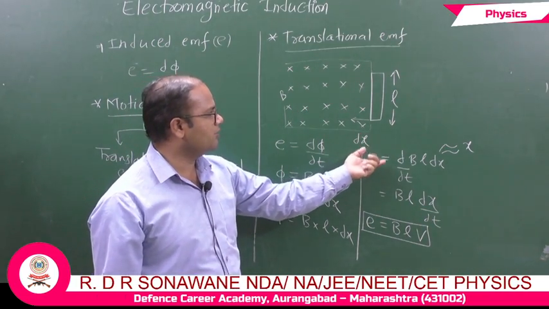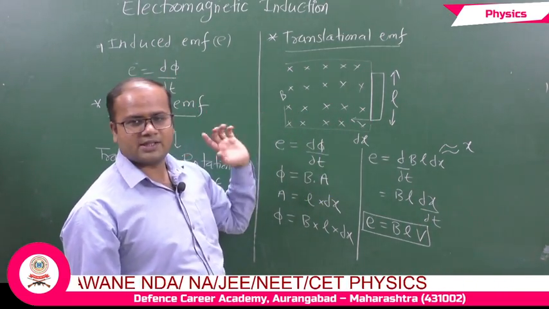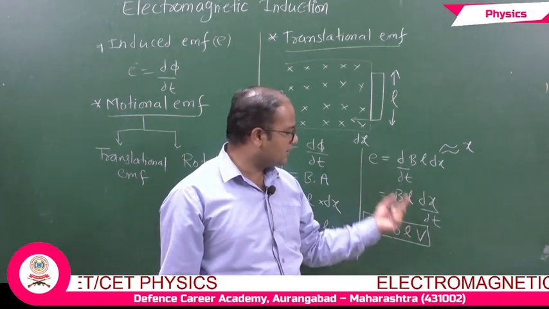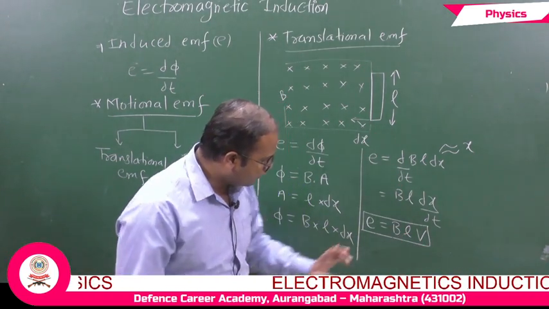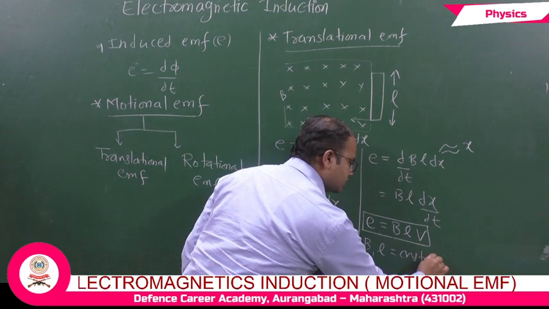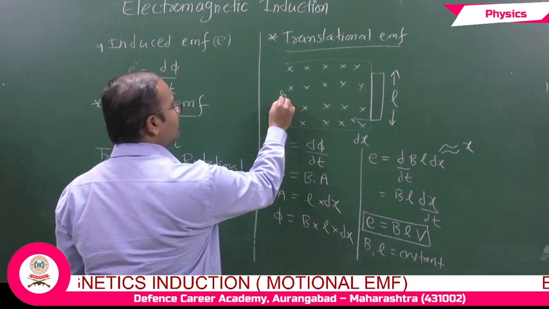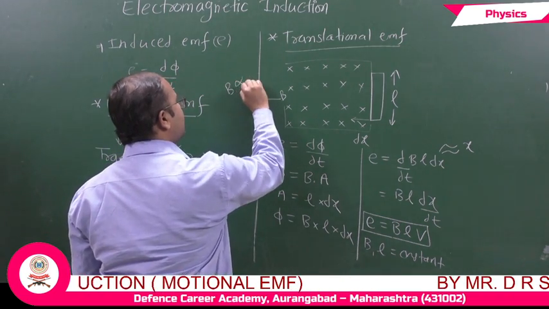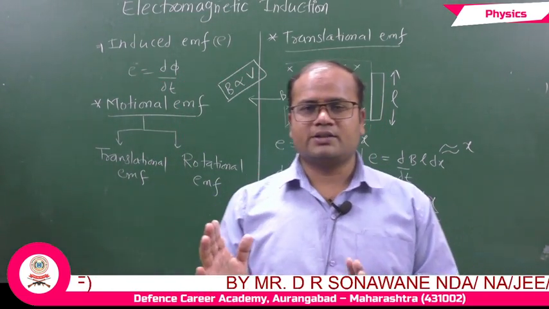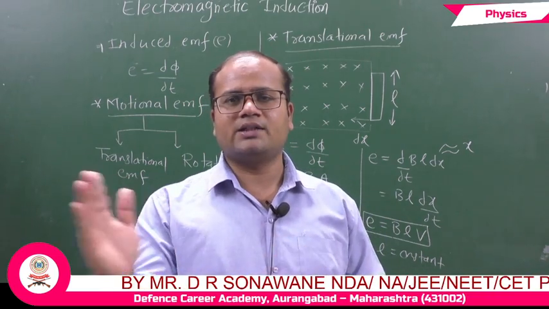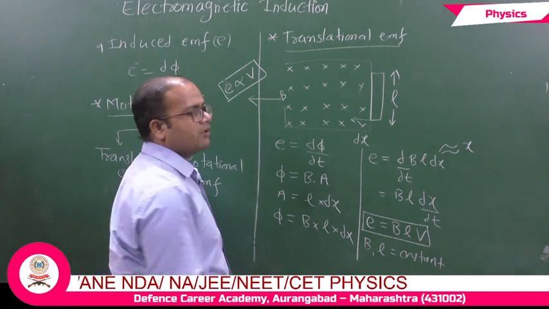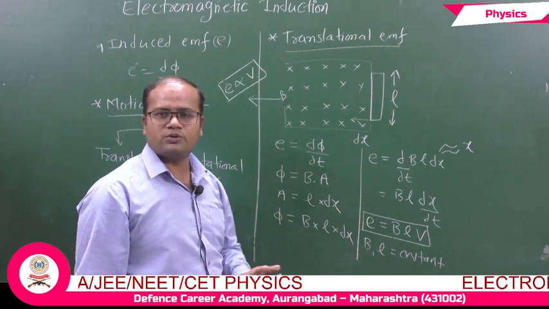It is translational motion only because the conductor is moving in a straight line inside the magnetic field. So B is the uniform magnetic field here, L is the length of conductor, and V is velocity. In this formula, B and L are constant. It means we can say the induced EMF is directly proportional to the velocity of the conductor. It means if we increase the velocity of the conductor moving inside the magnetic field, then there will be more generation of induced EMF. E is directly proportional to V.